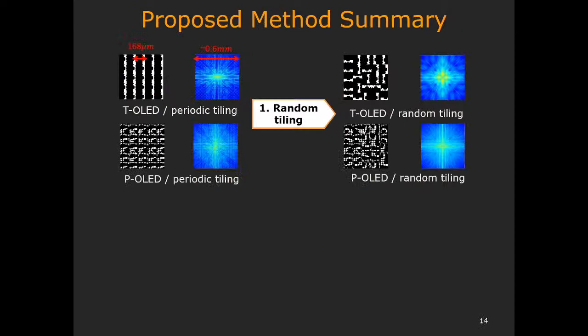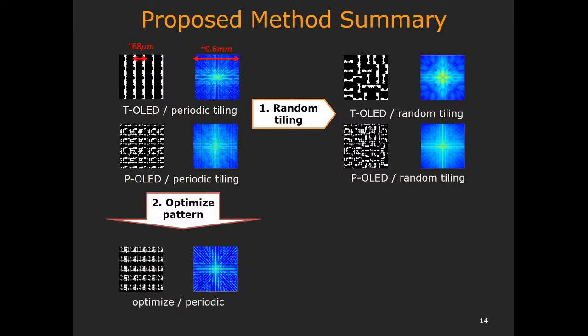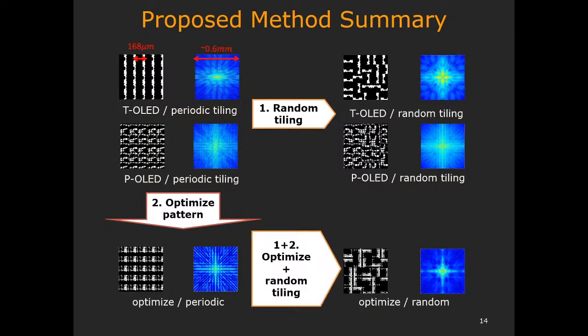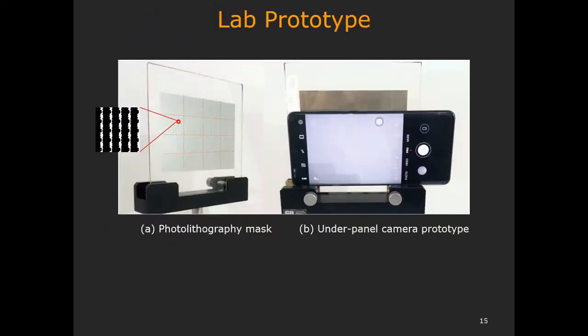As a summary, to make the blur kernel invertible, in this work, we propose two innovations. The first innovation is to change the periodic tiling into a random tiling. This produces more invertible blur kernels. The second innovation is to optimize the per pixel display pattern. We further combine the first and the second design, optimizing pixel openings with random tiling, which achieves the best performance. On the whole, the new blur kernels are more robust to inversion and produce much better deblurring results.